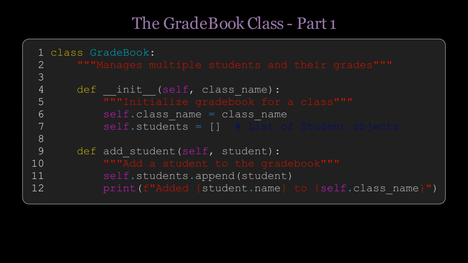The addStudent method takes a student object and appends it to our list. We print a confirmation message showing which student was added to which class. Notice we are storing the actual student objects, not just names. This gives us access to all their methods and data. This is composition in action. Gradebook contains student objects.